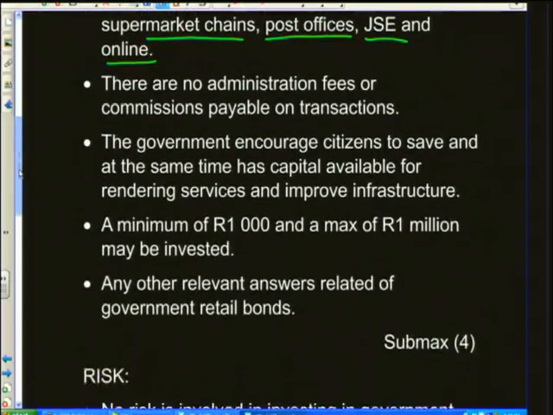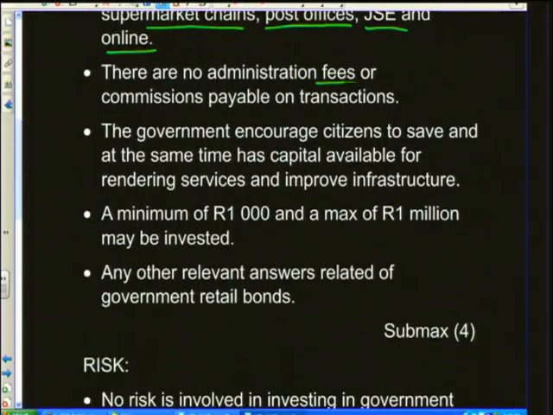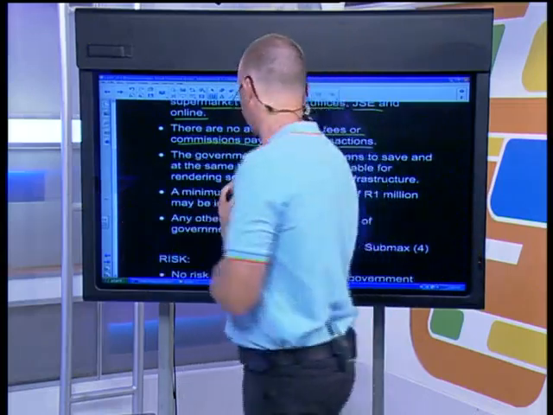There are no administration fees or commission payable for transactions, right? If you look at when we buy shares, we're paying a lot of fees. Every time that we buy or sell shares, we have to pay a percentage, a commission, to our stockbroker or the online platform that we are using, whereas if we're buying bonds, we don't have to do that. So we're saving money, right?